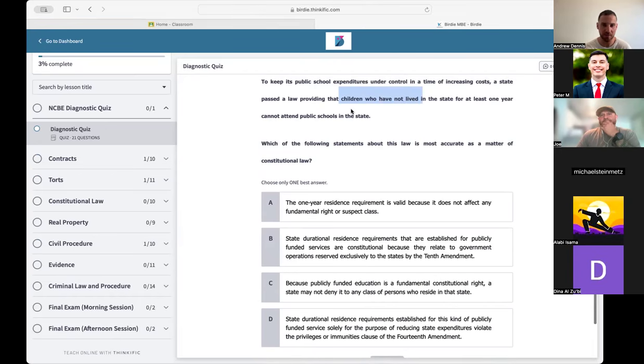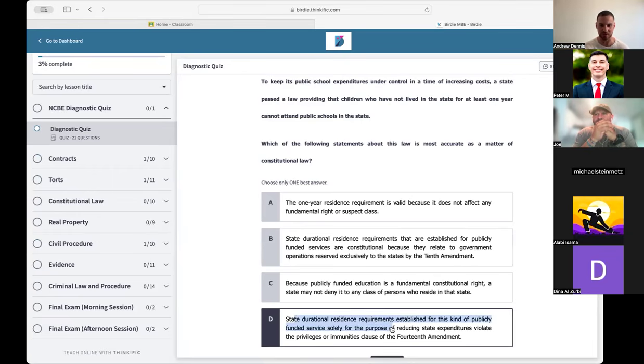So the problem with this is that it's discriminating based on their residency, their right to travel. So this could be a privileges or immunities situation. Privileges or immunities is not the most common version of the concept. You usually use privileges and immunities from Article 4. This is a rare time where you'll use privileges or immunities from the 14th Amendment because it's specifically discriminating against your right to travel as a residency requirement. So here, the best answer is state residency requirements established for this kind of publicly funded service solely for the purpose of reducing state expenditures violate the privileges or immunities clause of the 14th Amendment.